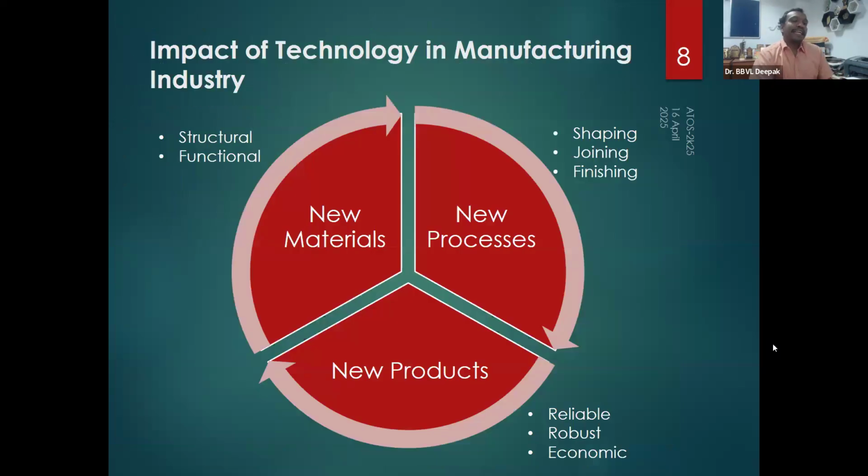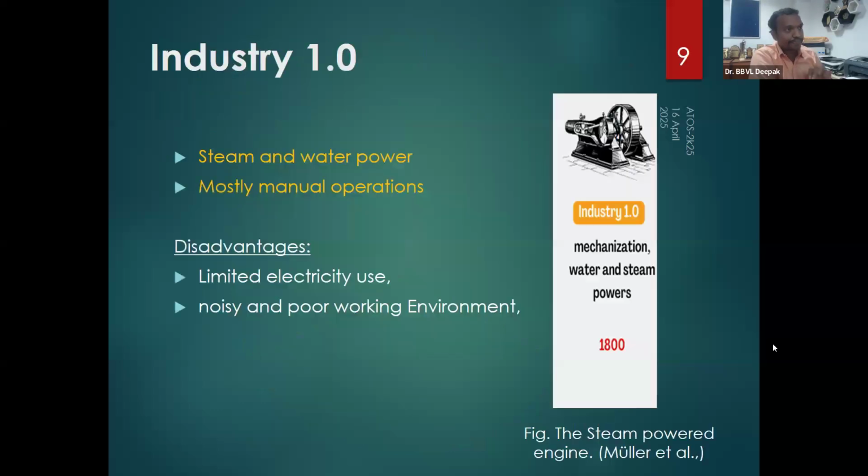Now the cycle is going on towards developing new products. What are the new processes? Of course, we are in industry 4.0 or industry 5.0. From industry 1.0 onwards to 5.0, the technology is advancing towards the development of new products, considering the fact of new materials and new processes. So this is how the cycle is interrelated one to one.